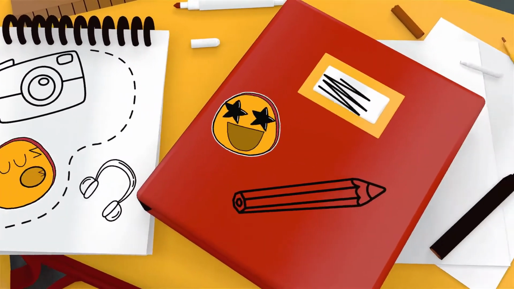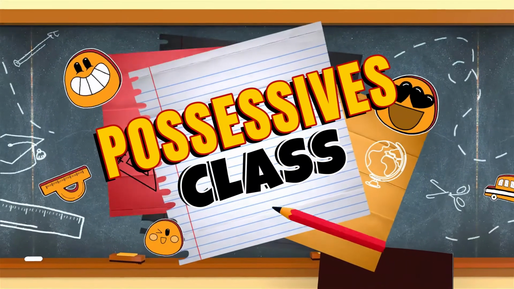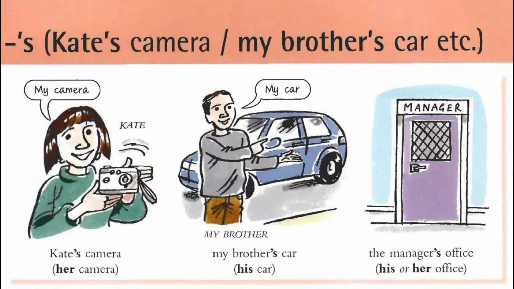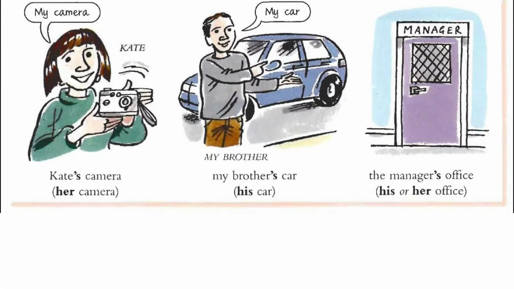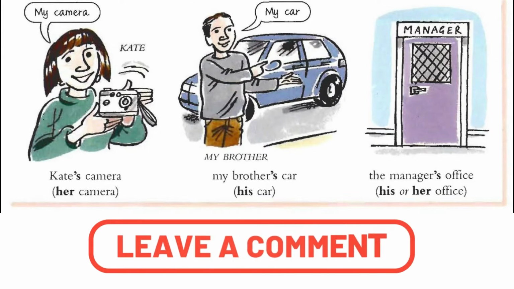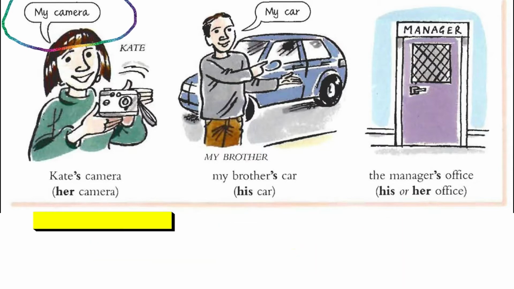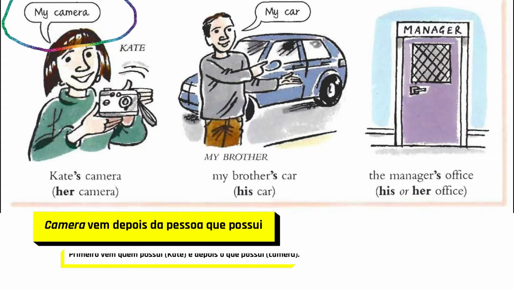We're going to talk about the possessives today with apostrophe S. Okay, so let's start. This first one we have Kate saying it's my camera. So we can say it is Kate's camera or her camera.